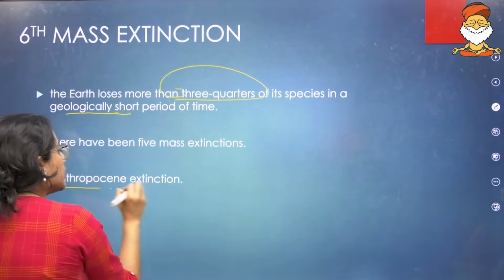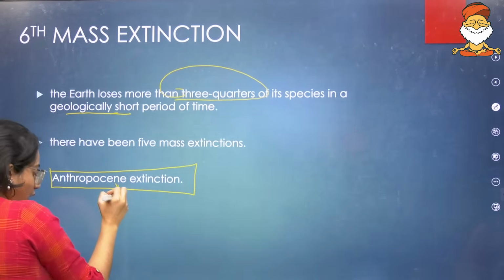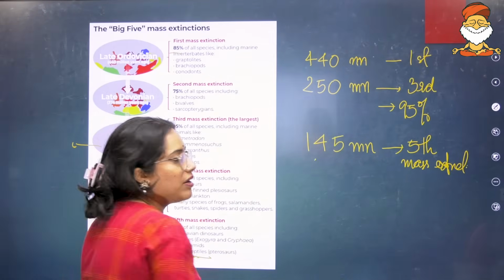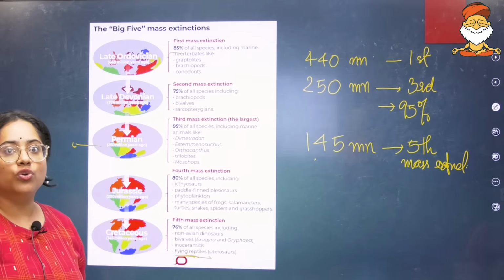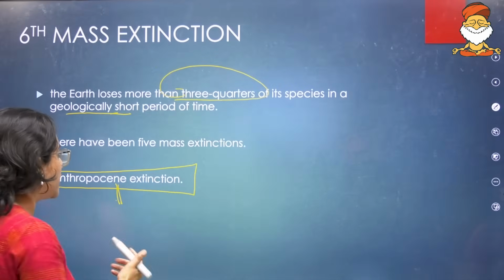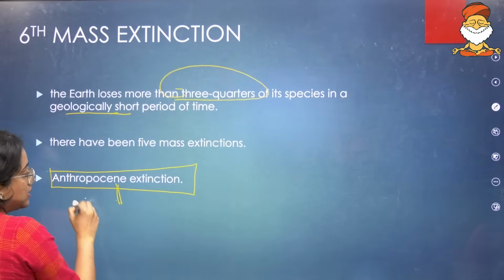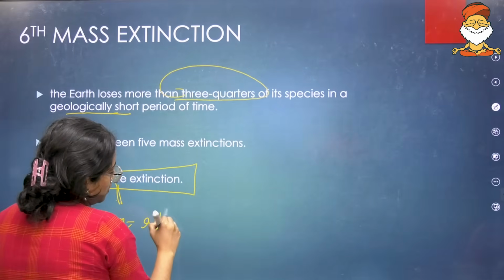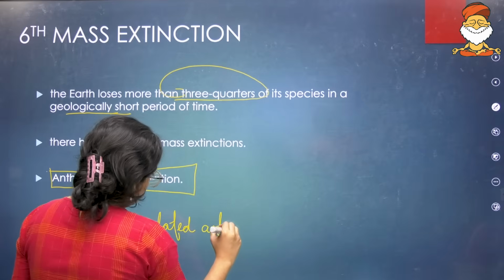And this is going to be called the Anthropocene extinction, because as opposed to all the other extinctions, the one that was there 145 million years ago and even the ones previous to that, none of those were caused by human-related activities. But the Anthropocene extinction, or the 6th mass extinction, is going to be caused by human-related activities.